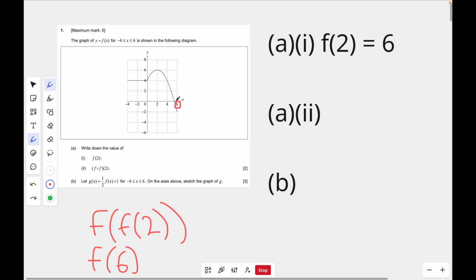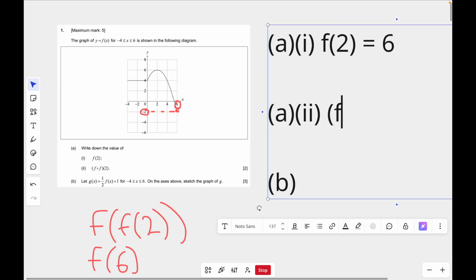The final step is just finding out what the associated y value is with this new function. So looking at the graph, we find out that when x equals 6, y equals minus 2. Therefore, the answer to A, 2, is f of f of 2 is equal to minus 2.